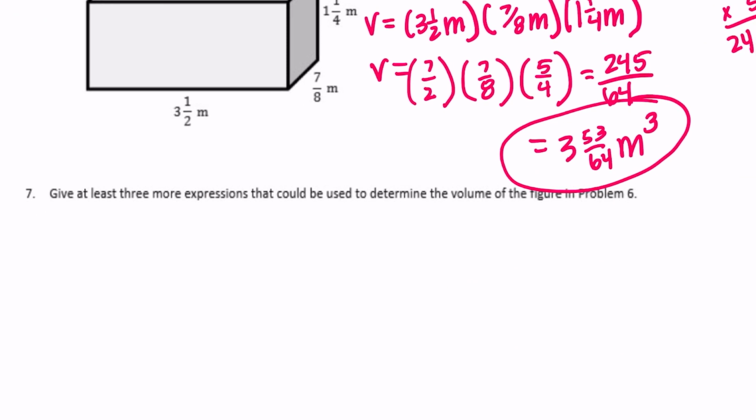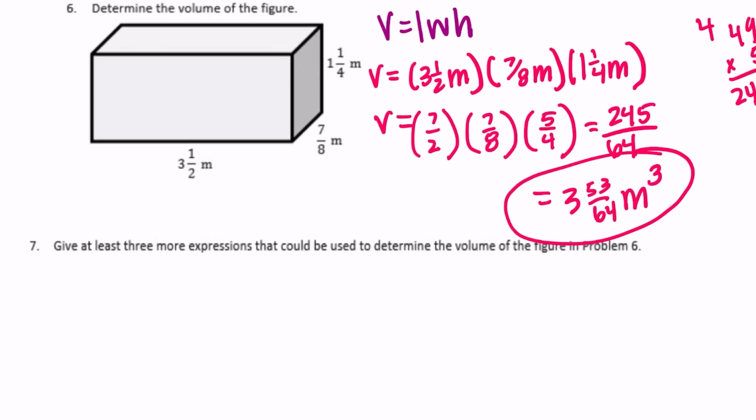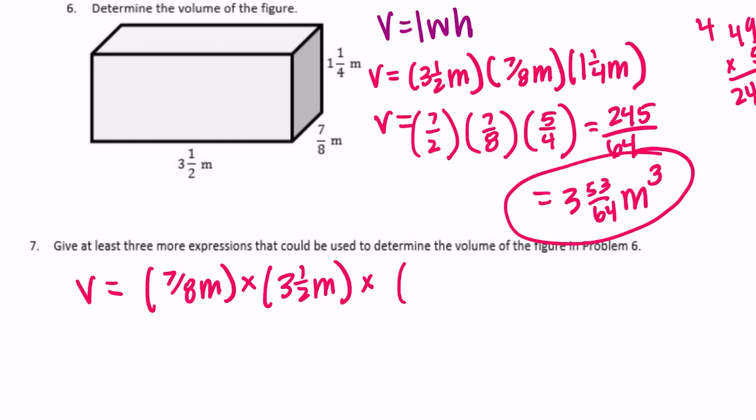Give at least 3 more expressions that could be used to determine the volume of the figure in problem 6. So we did 3.5 by 7/8 by 1 1/4. You can rearrange them. So you could say that it's equal to 7/8 meters times 3.5 meters times 1 1/4 meters. You could also find the area of the base.